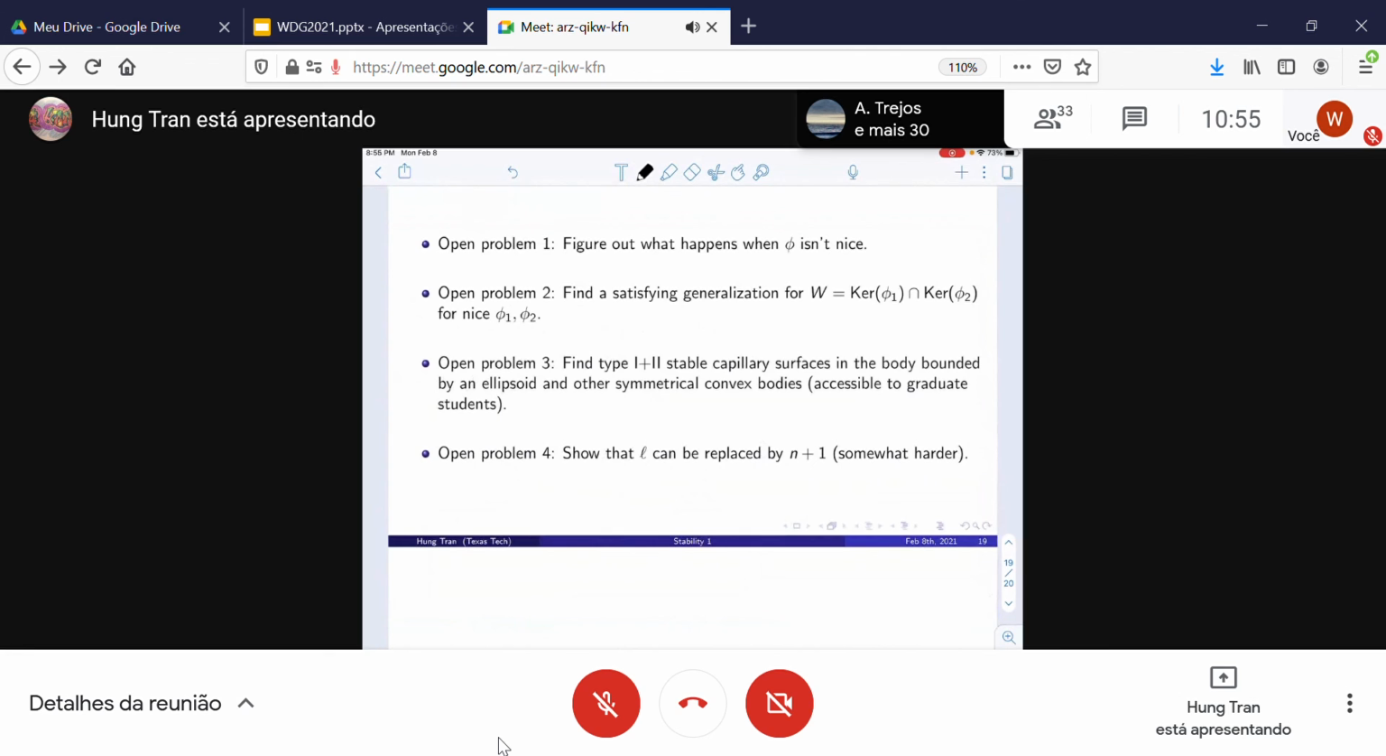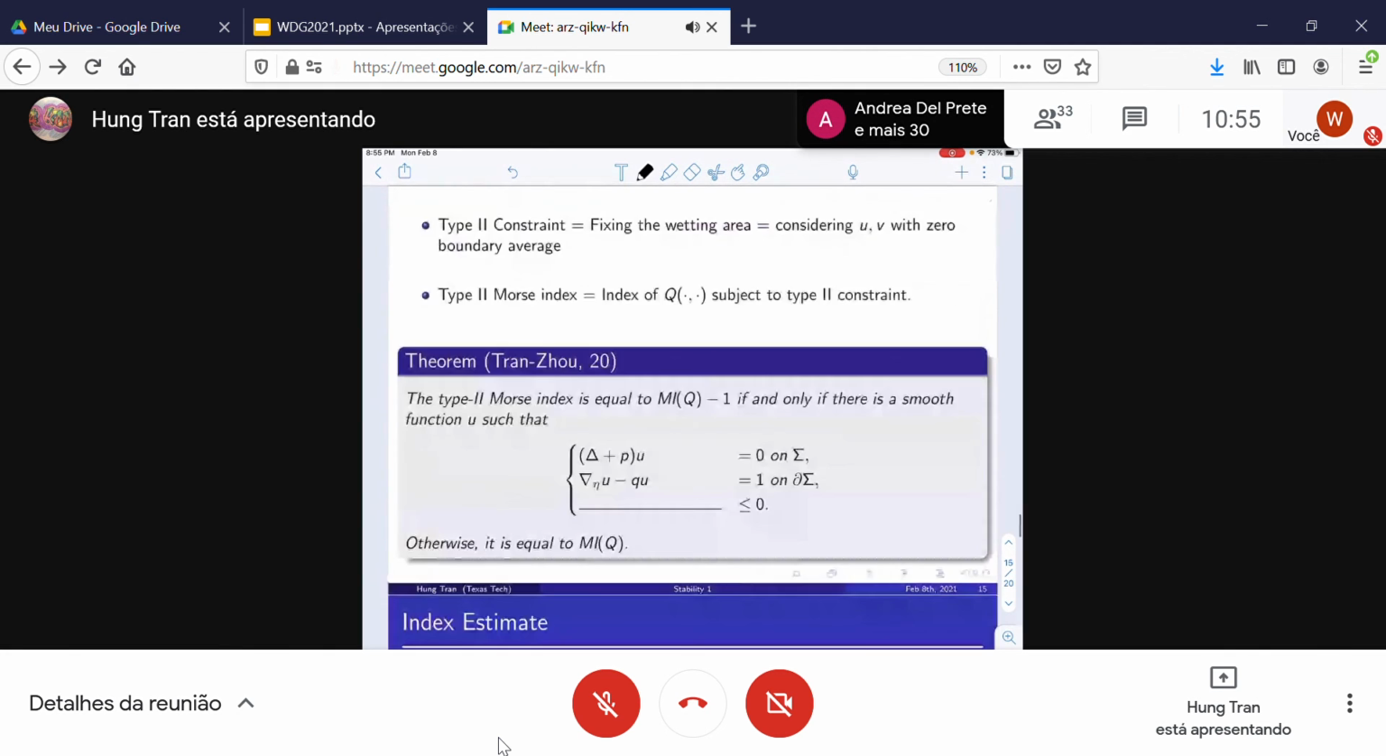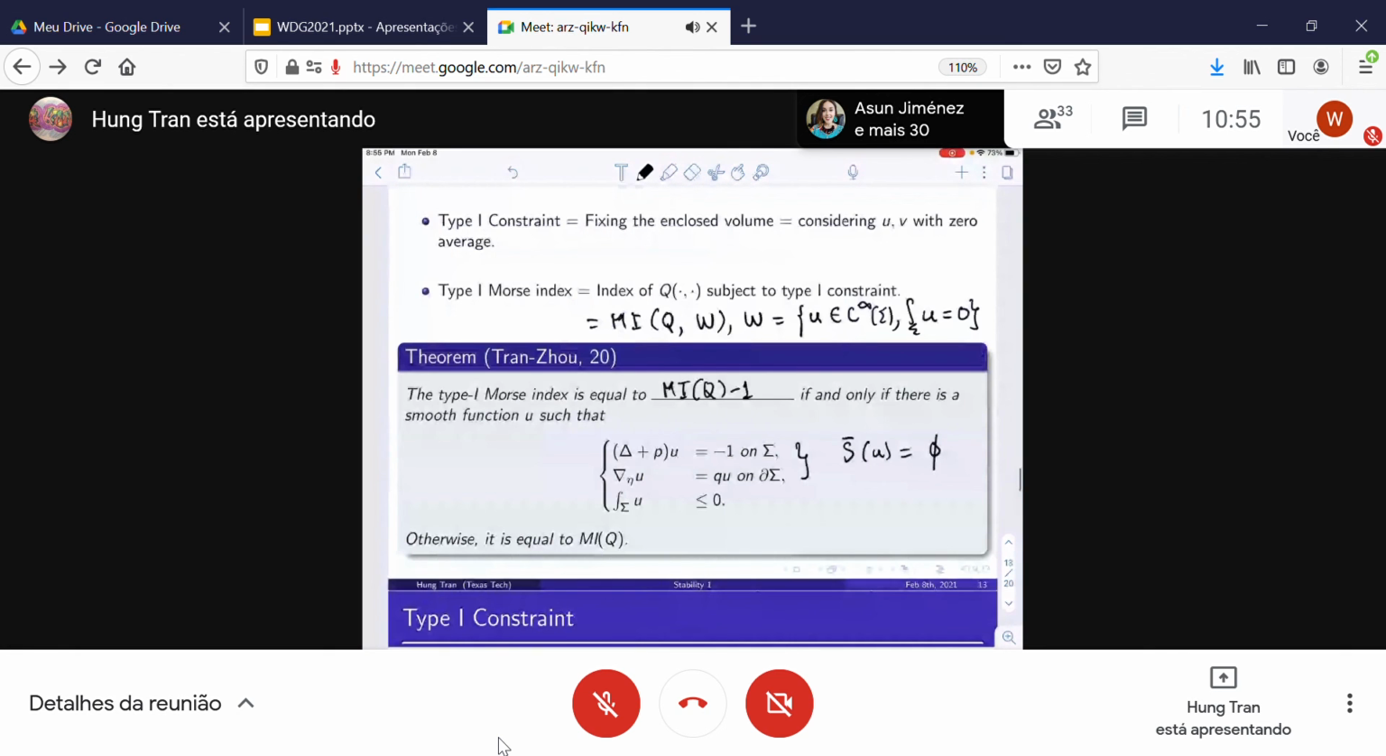Hi, I have a question. In your theorem about type 1 Morse index, the Morse index with the type 1 constraint, what are examples of surfaces that don't satisfy the condition, where there's no such U? Do you have any examples?